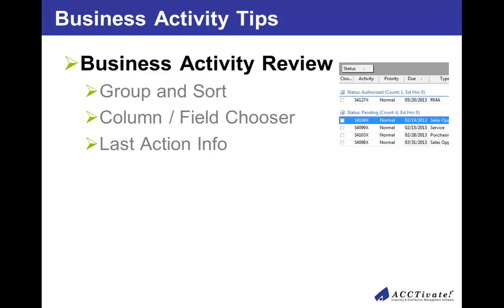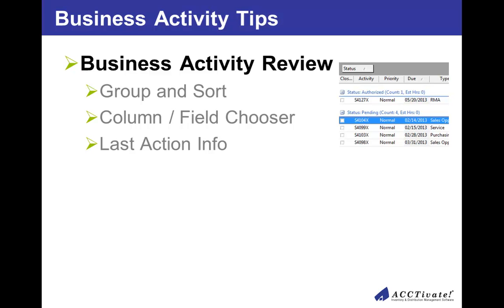And if you hold down Shift, you can sort by the due date in this example. If you hold down Shift and you click another column, it will do a multiple column sort. So you can actually sort by more than one column in sequence. Also, you can use the field chooser to select which columns are displayed on the business activity review. By default, we do not display every single field, so you'll have to use that column chooser to add in custom fields and other options.